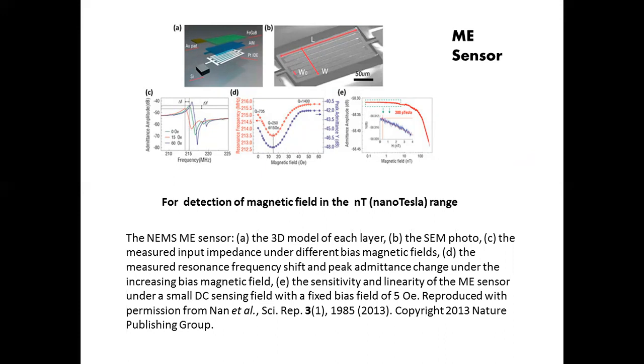So for that, a very highly sensitive ME, magnetoelectric sensor is needed. This device, which is developed by making use of magnetoelectric composites, can detect the magnetic field which is in the nano Tesla range. So that is a very, very important application of these ME sensors. ME sensors are the only alternative in the low magnetic field regions.